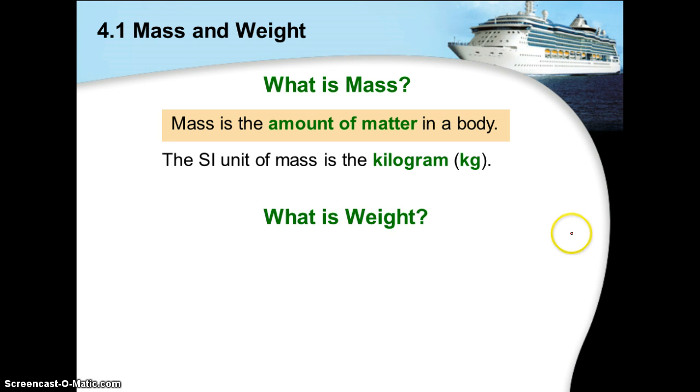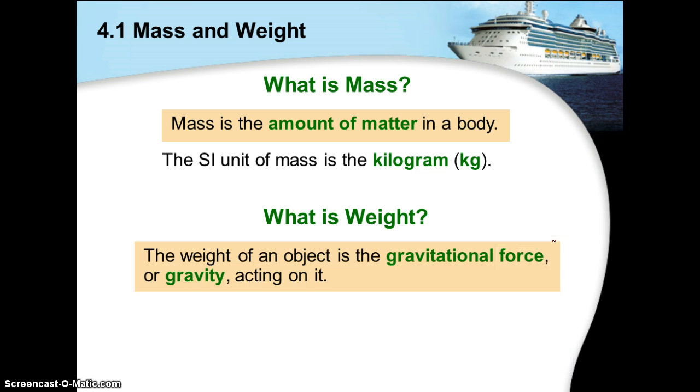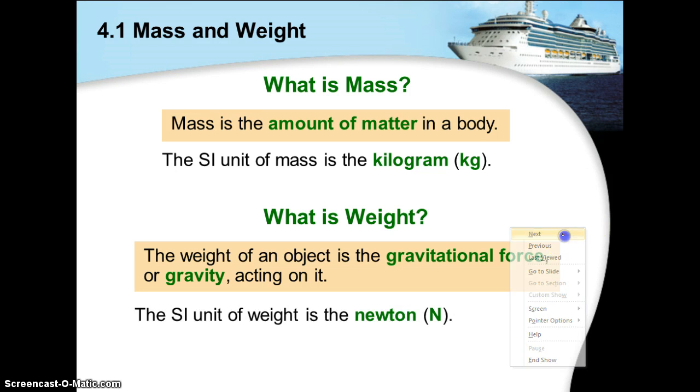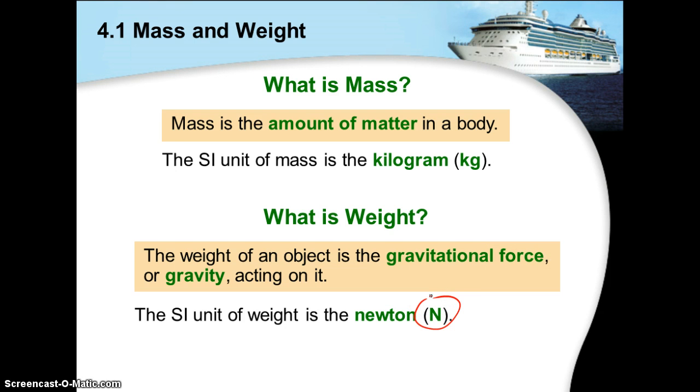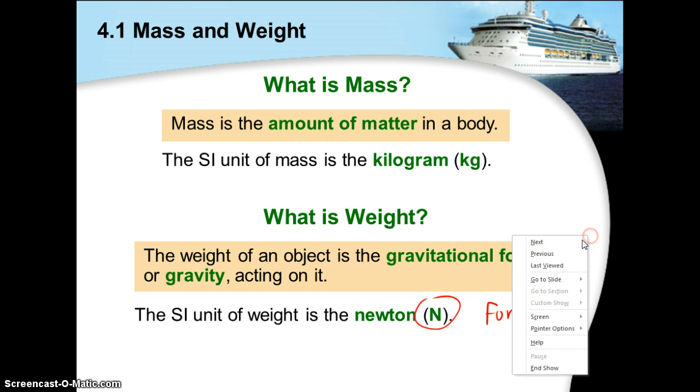So, what is weight? Like what we said just now, the weight of an object is the gravitational force acting on the object. If there's no gravity, there is no weight. If there's no mass, obviously there's no weight. The SI unit for weight is Newton. I think we already use this unit quite often in the chapter on force.